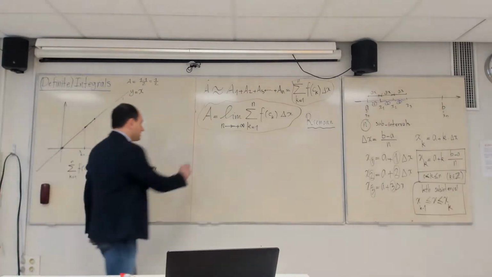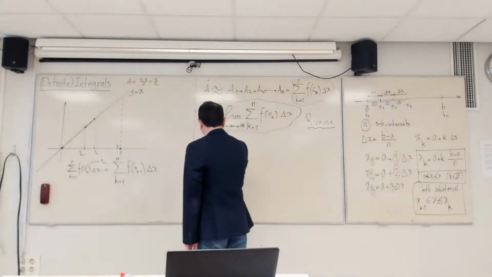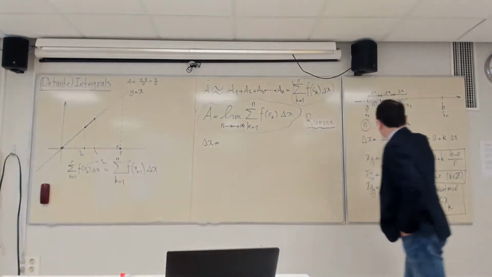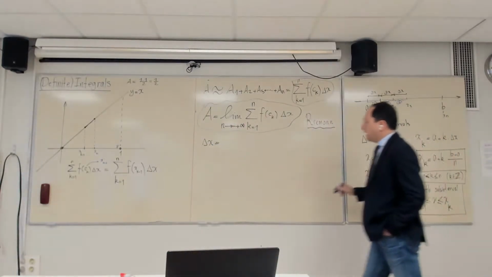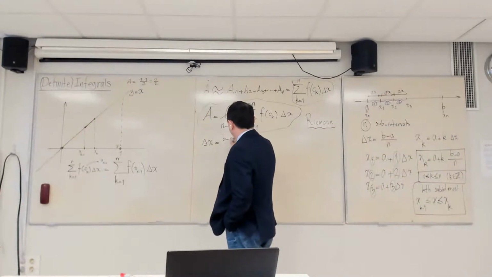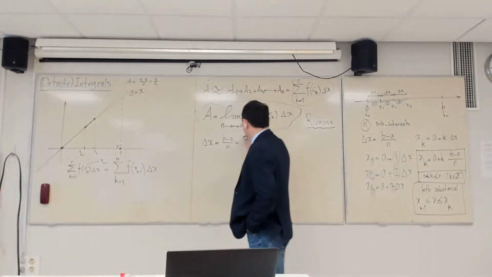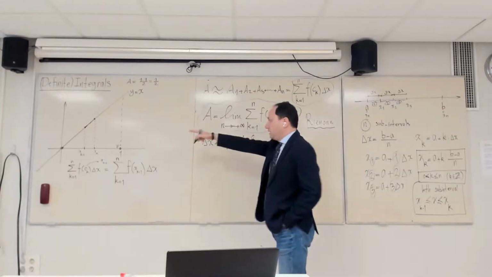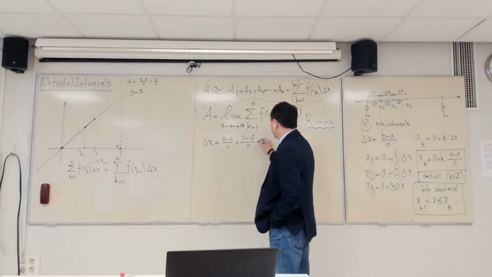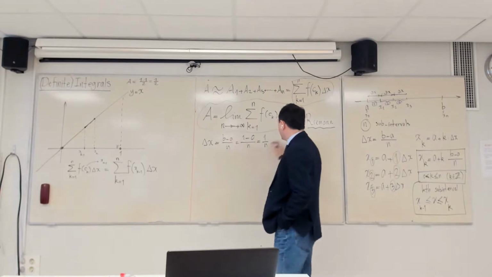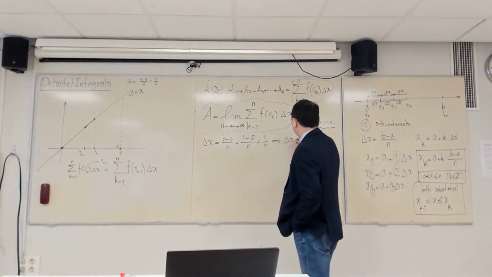Okay, so let me put these things. Let me calculate delta x. Delta x has a formula here on the board: b minus a divided by n. B is the final point of the interval, a is 0, the initial point, and then I have n. So delta x is super simple. It's just 1 over n in this problem.